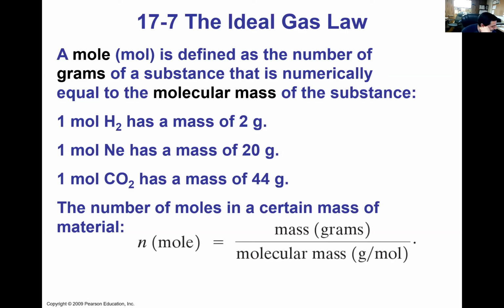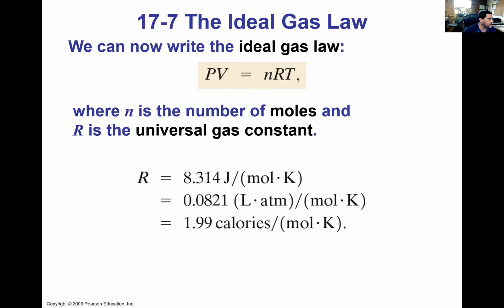That's important because that's the equation we're going to use in PV equals nRT. That is the number of moles of the substance. Okay, so now we can write the ideal gas law. PV equals nRT. n is the number of moles, calculated this way. And R is the universal gas constant, which is 8.314 joules per mole kelvin. This is why you need your temperatures in this equation to be in kelvins.